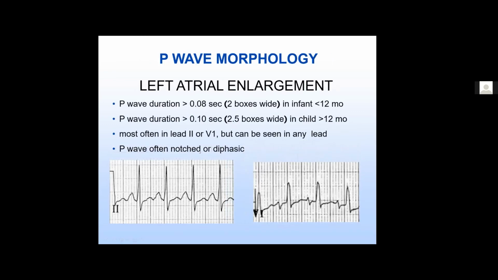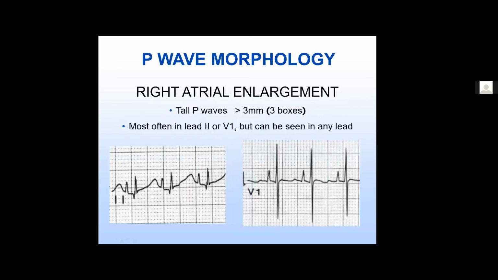Whereas the right atrium is typically on the right side, the left atrium is typically on the left side. So when it expands outward to the side of the chest, that creates a wide P wave. And what do we mean by wide? Well, wide is more than 2 boxes in an infant less than 12 months of age, or more than 2.5 boxes in a child greater than 12 months of age. Once again, most commonly seen in lead 2 or V1, but it can be seen in any lead, and frequently the P wave will be notched or diphasic. So if you take a look at tall P waves, because the right atrium is on the right side and you get more mass, that's right atrial enlargement. Wide P waves are enlargement of the left atrium.